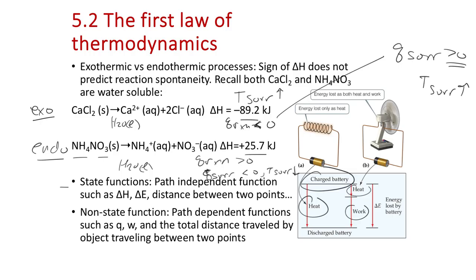So delta H, delta E, the distance between 2 points, those are state functions. Non-state functions are things like heat and work individually. The total distance traveled by an object is also a non-state function. That was the example of the distance between here and Cleveland's a constant, but your path to get there depends on how you get there. The sum of Q and W is delta E, so the sum of heat and work for a process is a state function, but individually Q can be anything, W can be anything, hence that's why they're non-state functions.